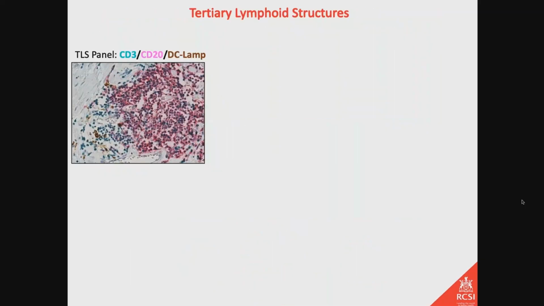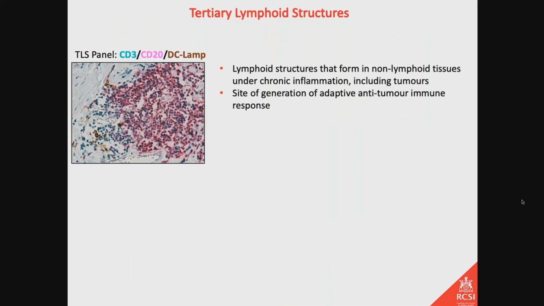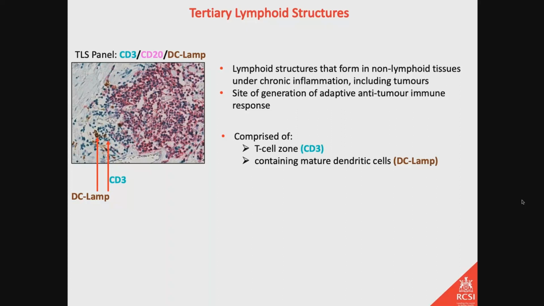So TLS, or tertiary lymphoid structures, are lymphoid structures that form in non-lymphoid tissues under chronic inflammation, including tumors, and they're thought to be the site of the generation of an adaptive anti-tumor immune response. They're comprised of a T cell zone, which we can see when we stain for CD3, and this contains mature dendritic cells, which we identify by staining for DC lamp, and this juxtaposes a B cell follicle, which we see here in pink when we stain for CD20.